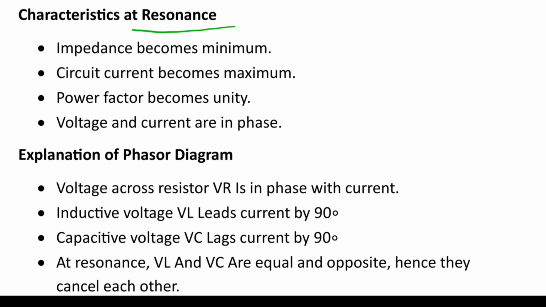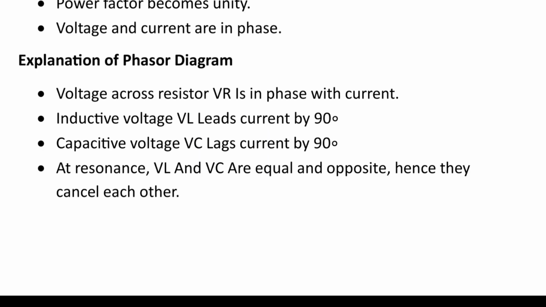Characteristics of resonance: the impedance becomes minimum, the circuit current becomes maximum, the power factor becomes unity, and voltage and current are in phase. If you want to explain the phase diagram in a simple way, you can write these simple words, and I have mentioned them above also. Whichever is easy, you can explain.